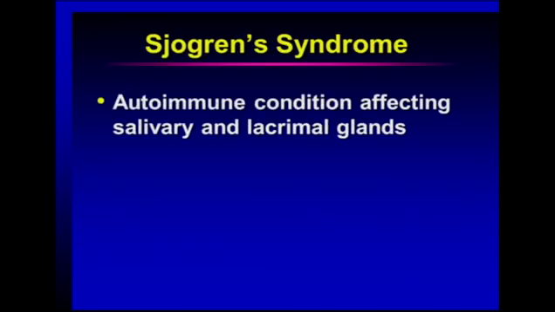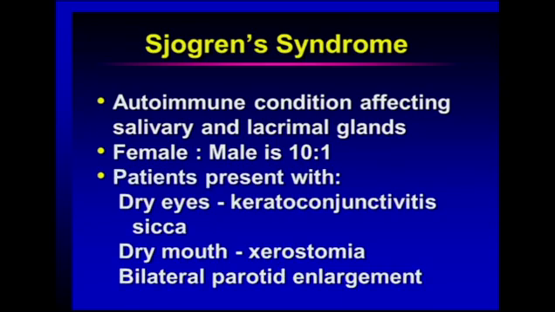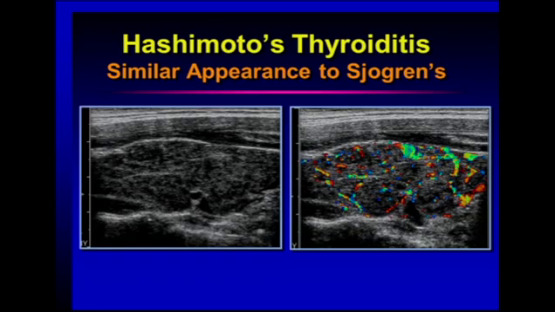So that appearance of the multiple small hypoechoic nodules and the slightly increased blood flow is very typical for Sjogren's syndrome. This is an autoimmune condition that affects the salivary and lacrimal glands, usually in women. The patients present with dry eyes due to the dysfunction of the lacrimal gland and a dry mouth due to dysfunction of the parotids. And sometimes the sonographer will be the first one to make this diagnosis by seeing this characteristic appearance. If it looks familiar, it is, because this is also a very similar appearance in Hashimoto's thyroiditis in the thyroid gland, another autoimmune type of disease that affects the thyroid rather than the salivary glands.